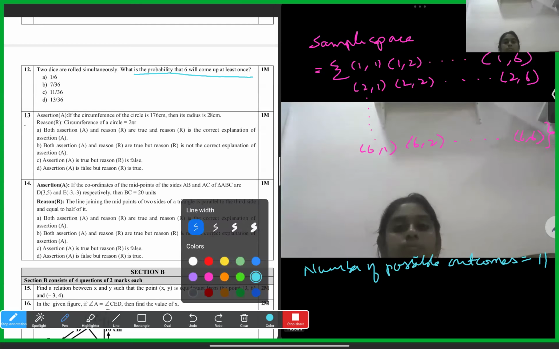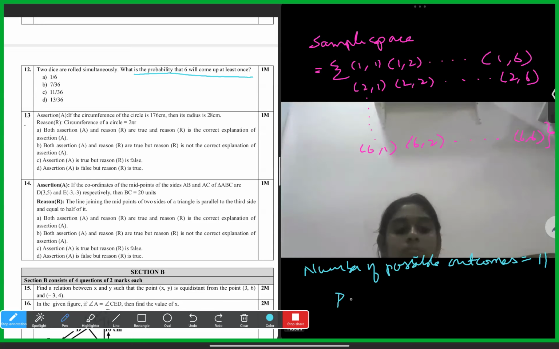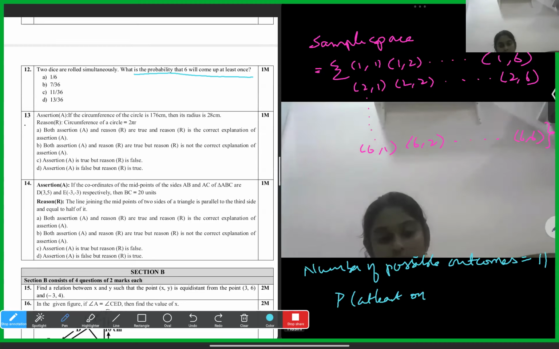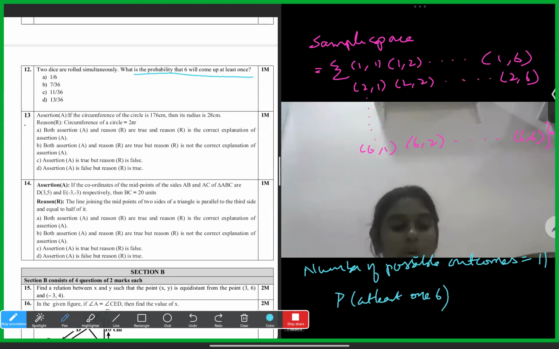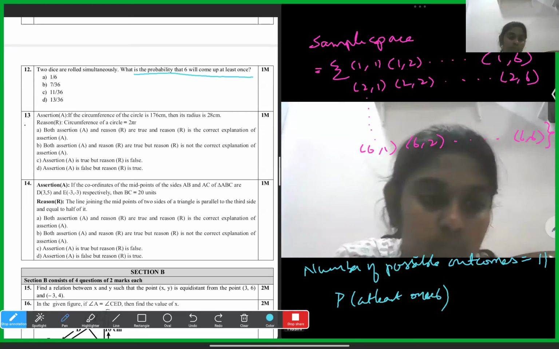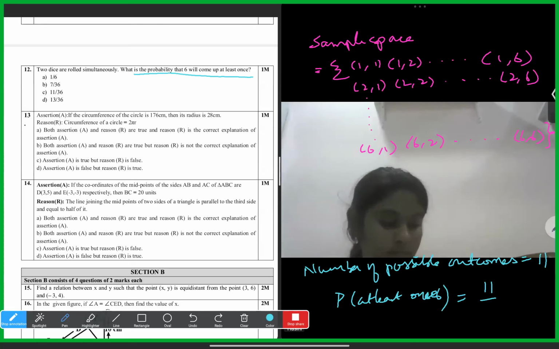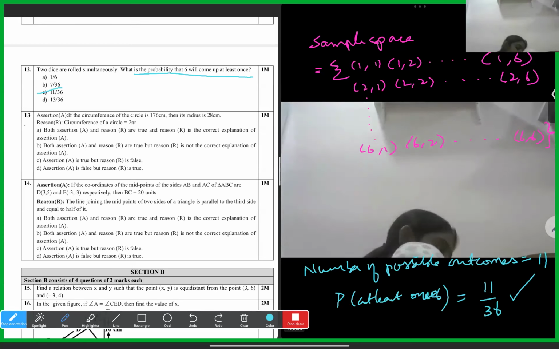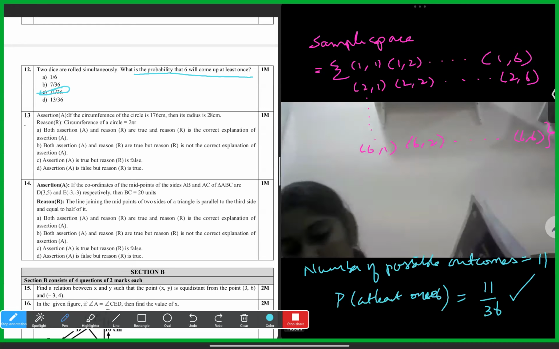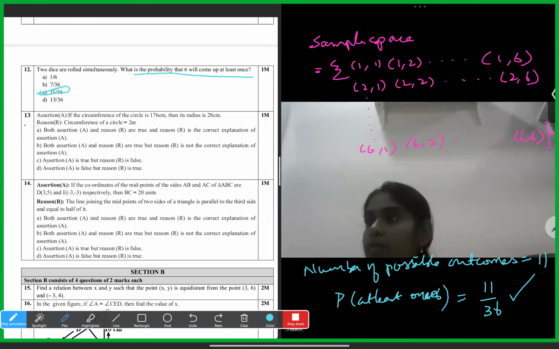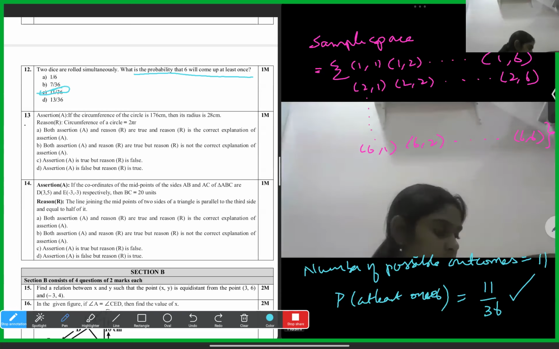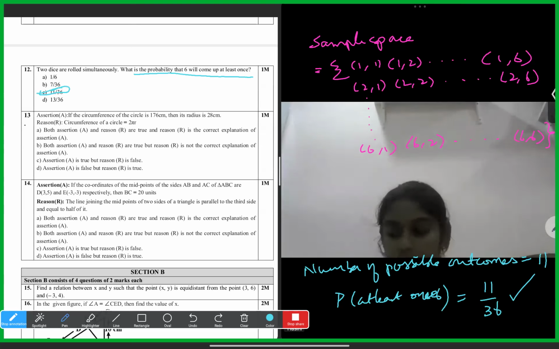Okay, sir. So, because of that reason, the probability of getting at least one 6 is equal to the number of possible outcomes by total outcomes. So the answer is C, Hasni. Okay, sir. Any doubt, Hasni? No doubt, sir. Yes. We'll delete it, Hasni. Okay, sir.